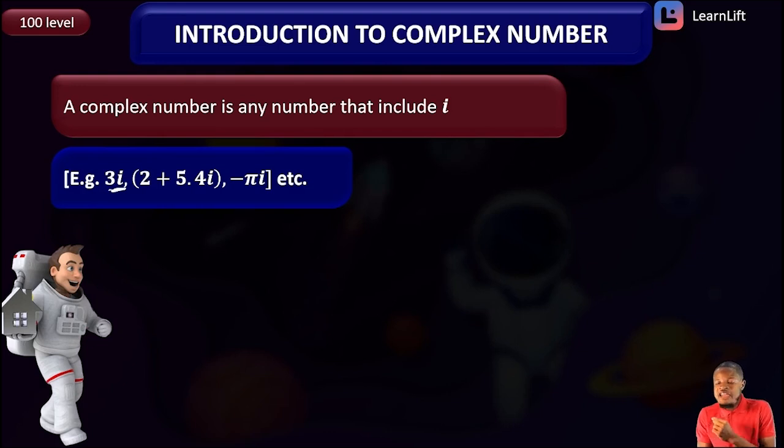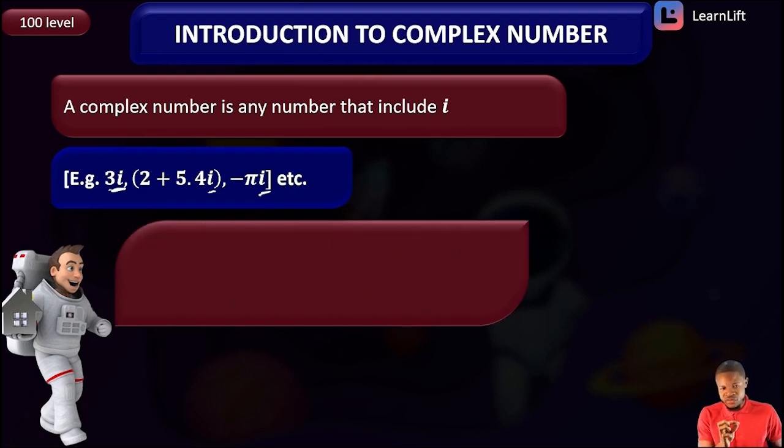So your 5 plus 4i, because of this i there, it's a complex number. Your pi i, negative pi i, that's a complex number. So all of these are the examples of complex numbers that you have. Now let's get rolling. Take note of this very quickly, that every equation in this world has true solution.